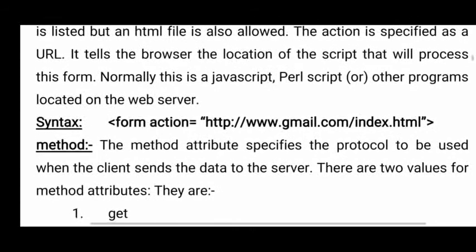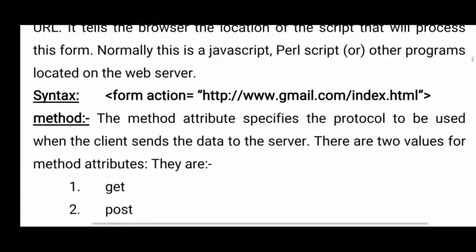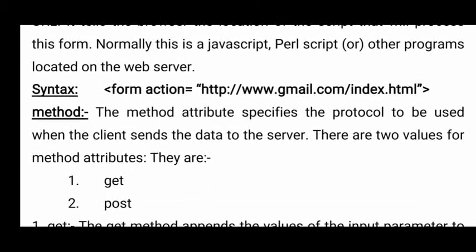So here I have given the syntax form action. What is the use of the action attribute? The action attribute specifies the name of the server to which you are submitting data. So here what is the name of the server? Gmail.com. To this server we are sending the data, and in that server, to which file are we sending? index.html we are sending. Okay.